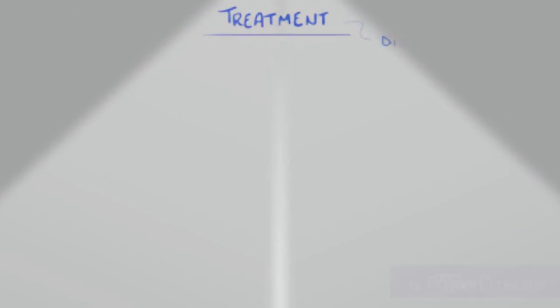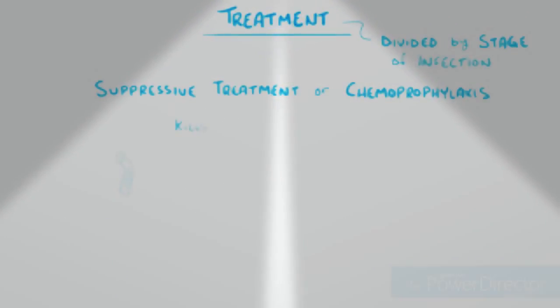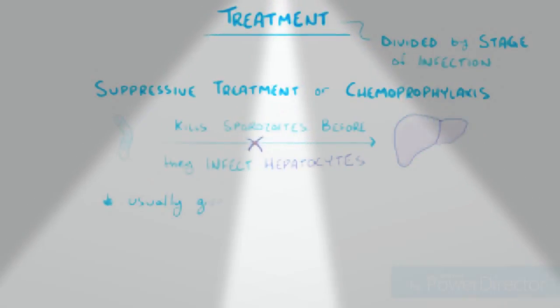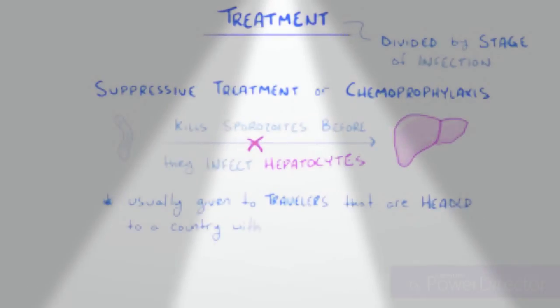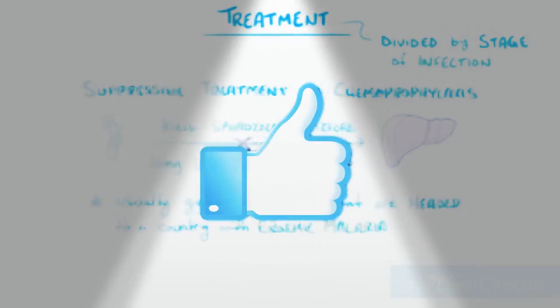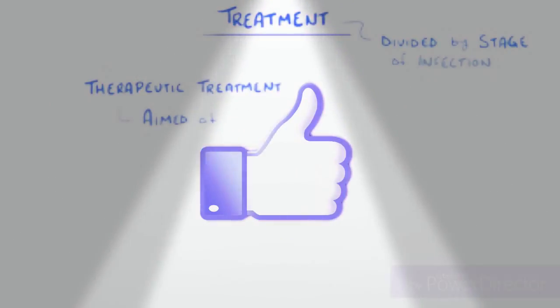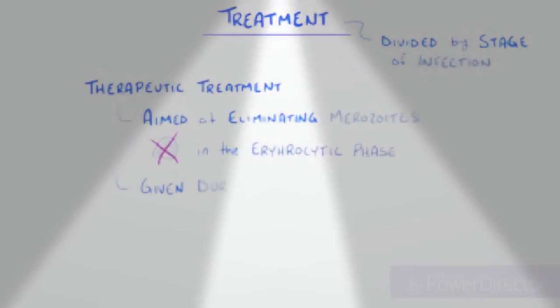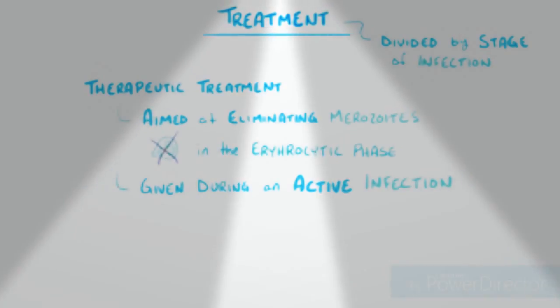Treatment for malaria is generally divided into the different stages of infection. Suppressive treatment or chemoprophylaxis is aimed at killing sporozoites before they infect hepatocytes, so it's usually given to travelers that are headed to a country with endemic malaria. Therapeutic treatment is aimed at eliminating merozoites in the erythrocytic phase, so it's usually given during an active infection.